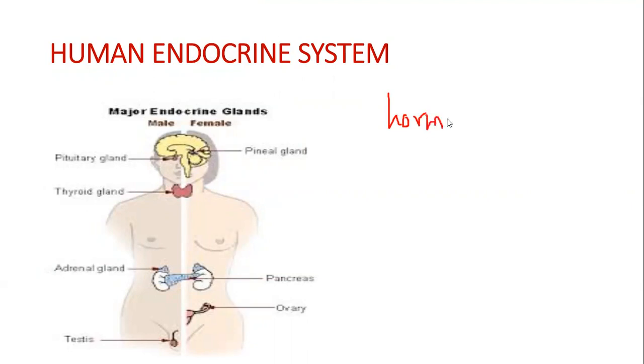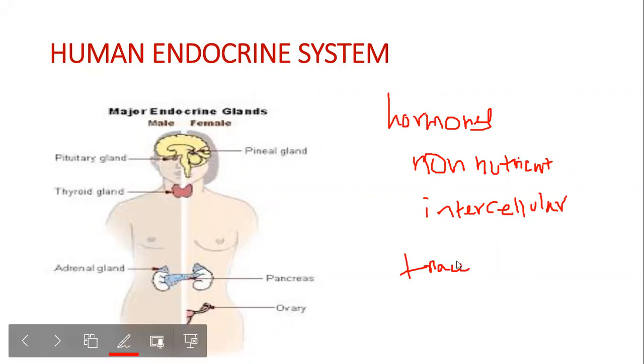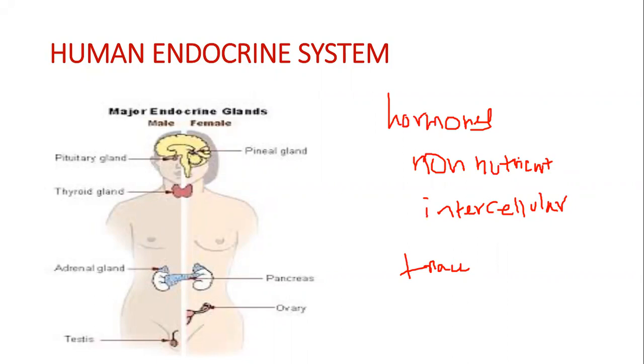Hormones are chemical messengers. According to NCERT, hormones are defined as non-nutrient chemicals which act as intercellular messengers, and they are produced in trace amounts. There was a previous NEET question saying that hormones are non-nutrient chemicals that act as intracellular messengers and are produced in trace amounts.